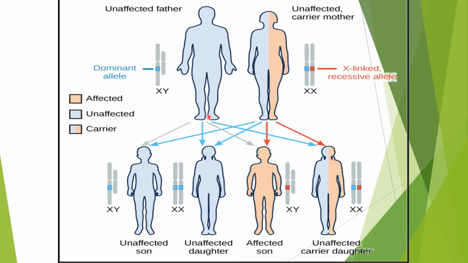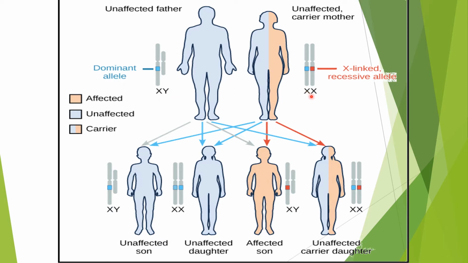Now this slide is demonstrating one of the many possibilities. Now here, the father is an unaffected father, which means he is a normal father. That means he has XY chromosomes. He is not carrying any recessive allele which might determine the defect or disorder.